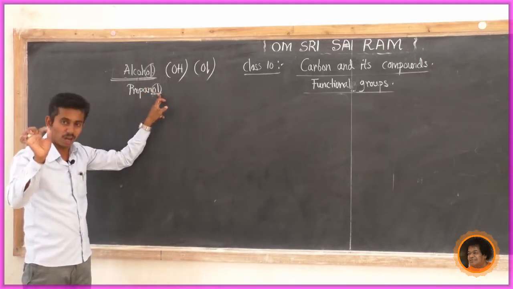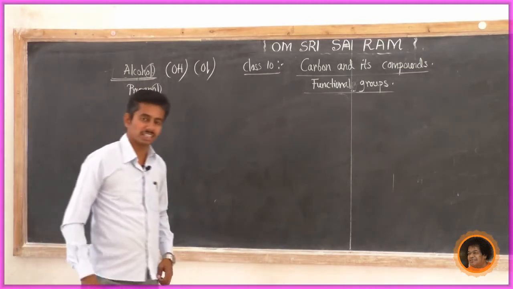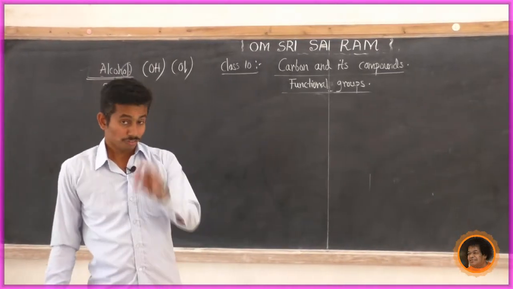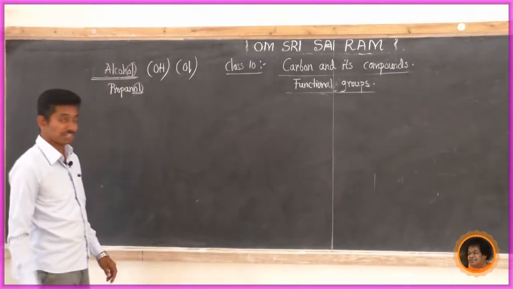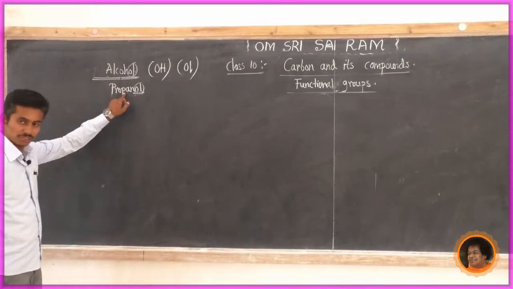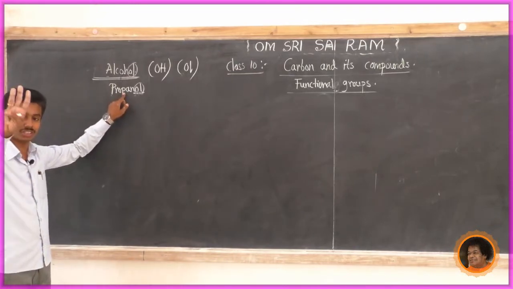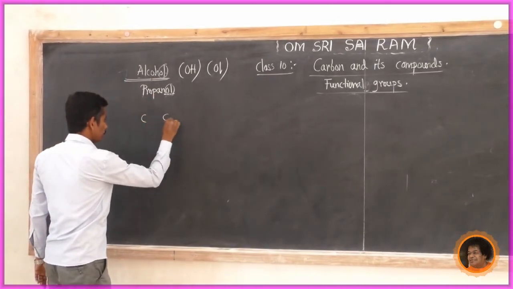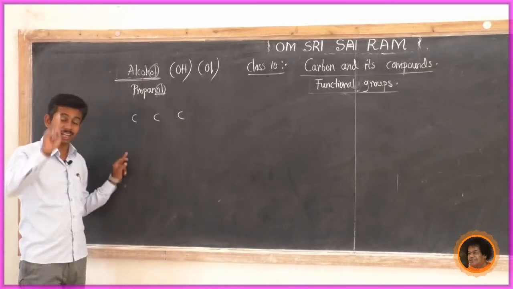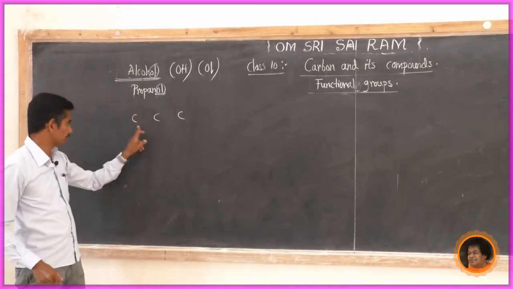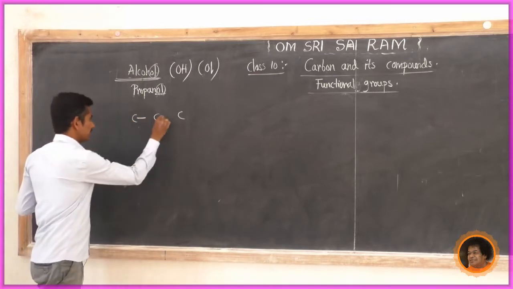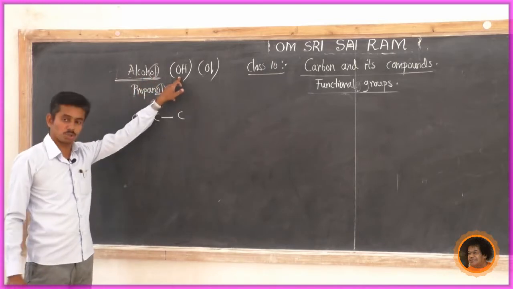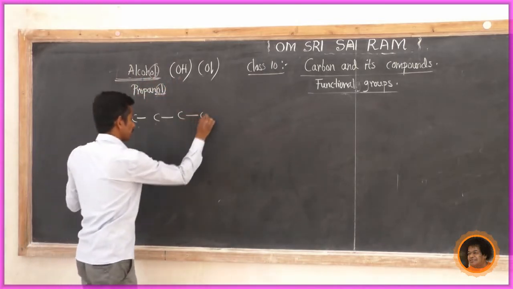Now you have to write the molecular and structural formula of propanol. First write the structural formula. Prop means how many carbon atoms? Prop means 3. So 1, 2, 3. If there are 3 carbon atoms, it is prop. So write 3 carbons. After that, write single bonds. After that, alcohol means what is the functional group? OH. So write OH here. Right?